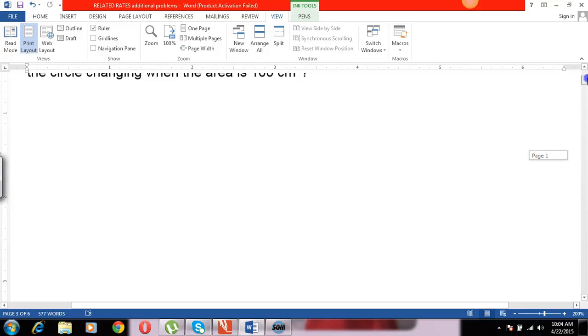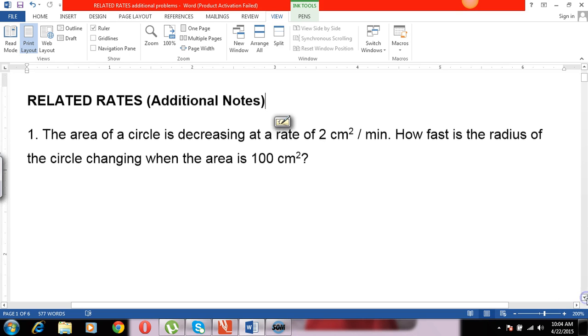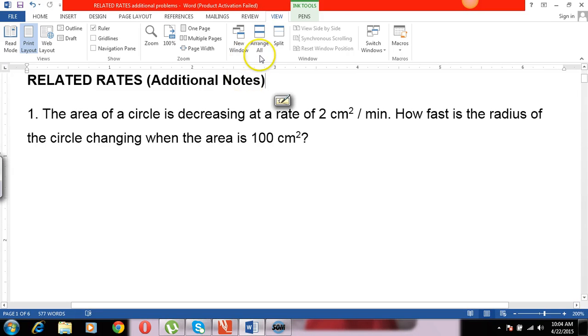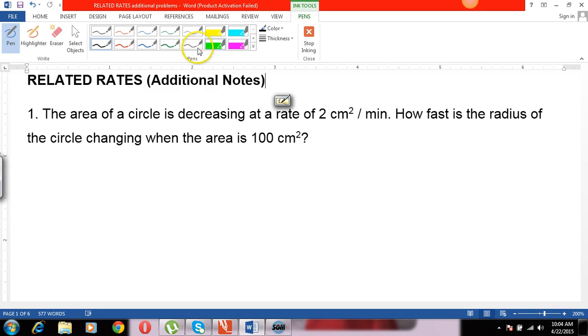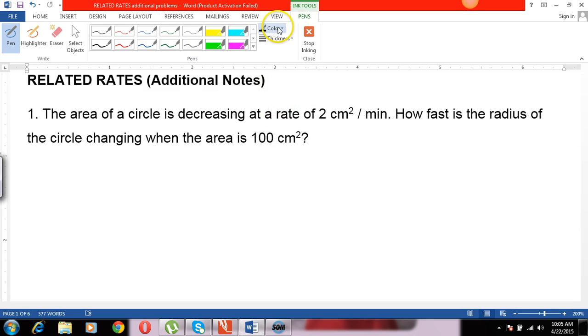So now look at example 1, related rates additional notes. We have the equation here. We have problems here, around 11 problems.